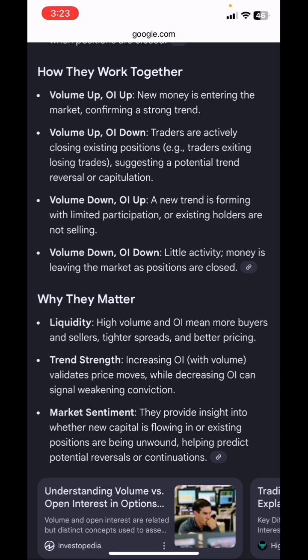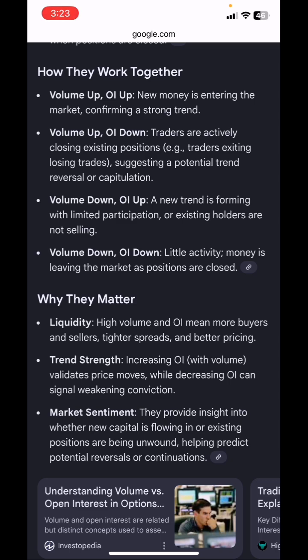Volume up and open interest up, that's a great, strong market. That means new money is entering the market and confirming a strong trend. If the volume is up but the open interest is down, that means traders are actively closing their positions. When open interest is down, traders are leaving or closing, and when the volume is up, they are exiting or losing trades, suggesting a potential trend reversal or that they're capitalizing and selling.